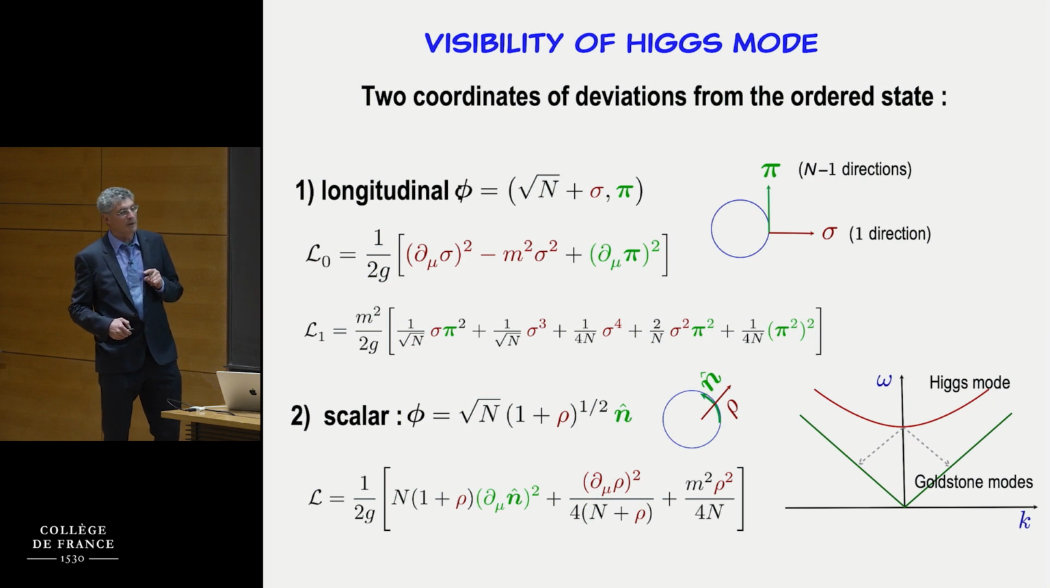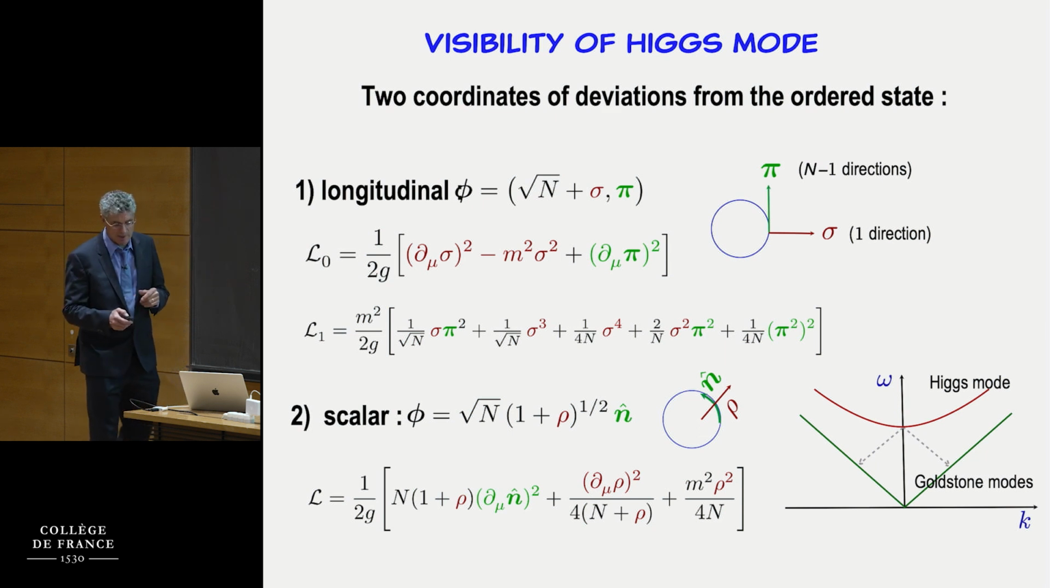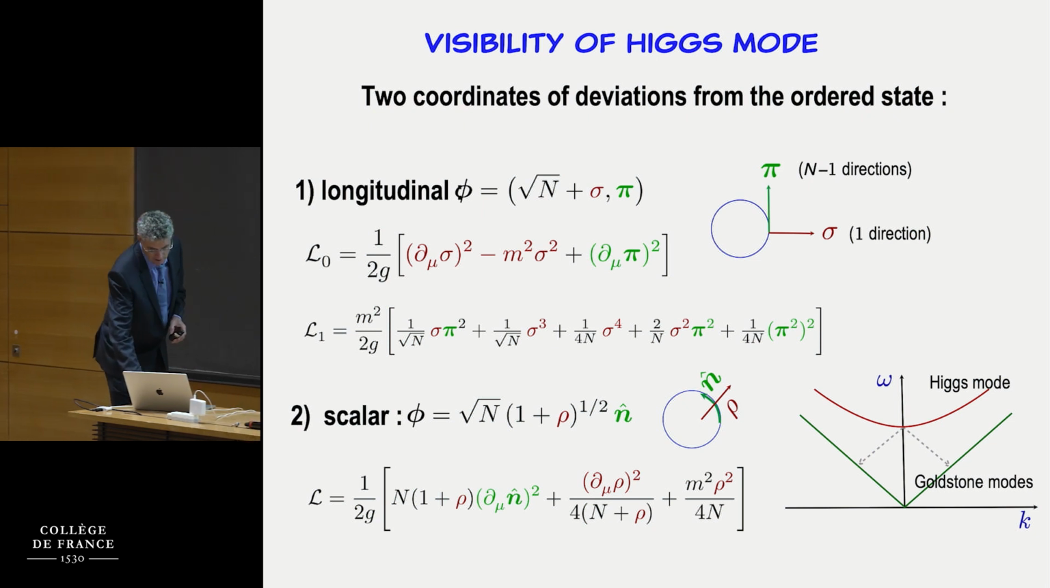So the question is, okay, how to do the calculation? You say this guy has a bit less coupling between the radial and the Goldstone mode, or the Higgs and the Goldstone mode, than this guy. But these are just two different representations. They should give you the same answer. But let's see what the calculations give.